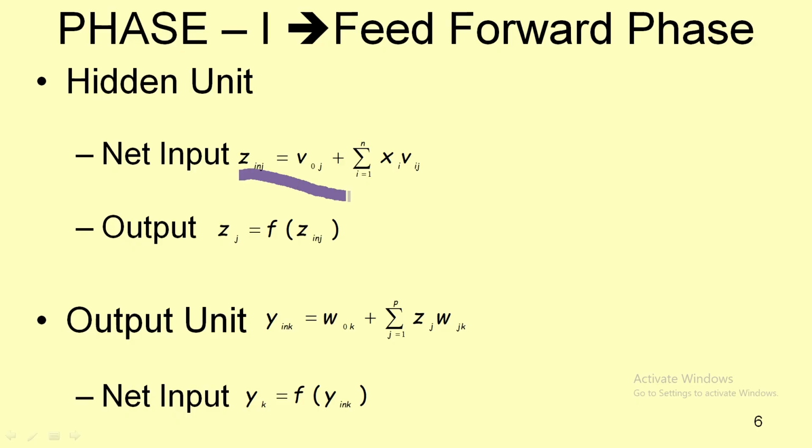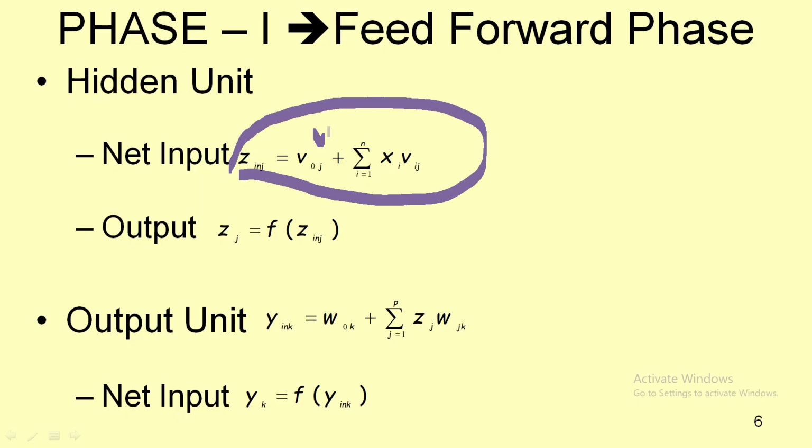So again, I am illustrating phase 1. What is phase 1? It is the feed forward phase. In the hidden unit, what is calculated? In the hidden unit, the net input is calculated. So how do we calculate the net input? The net input is calculated based on the formula that we have already discussed. So the net input is calculated like this.